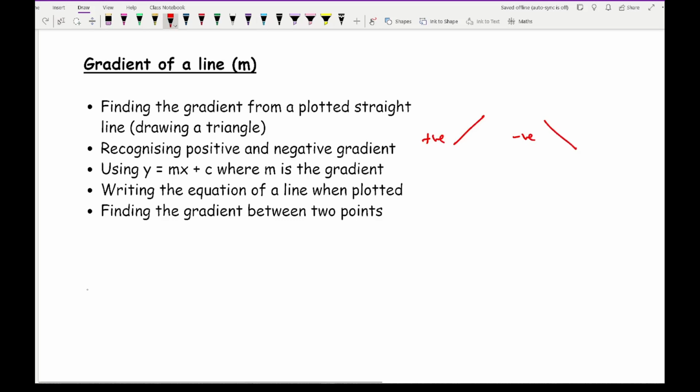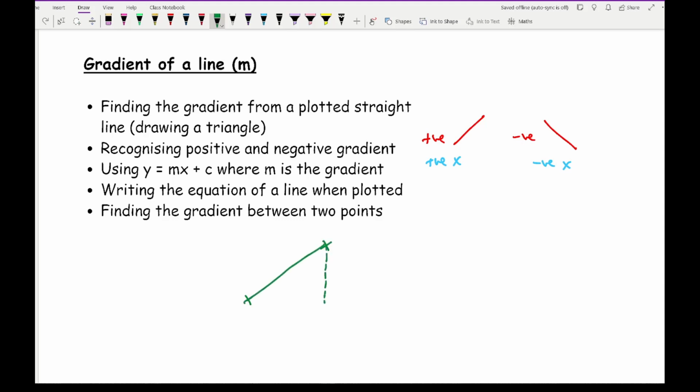Also with positive gradients, that's when you've got positive x when y is the subject, and it's negative when you've got negative x when you've again made y the subject. Also you need to know how to write the equation of a line when it's plotted. So again, links to find the equation when you've got a plotted line, and also find the gradient between 2 points.